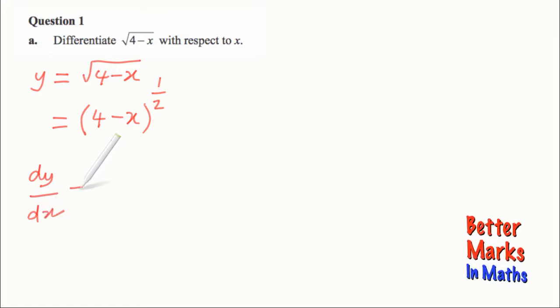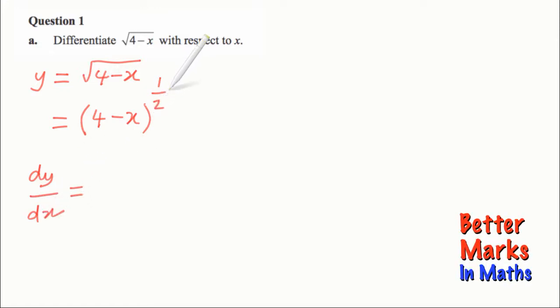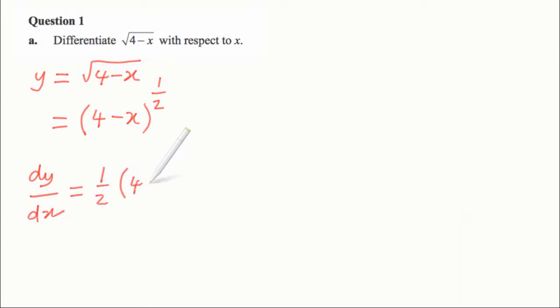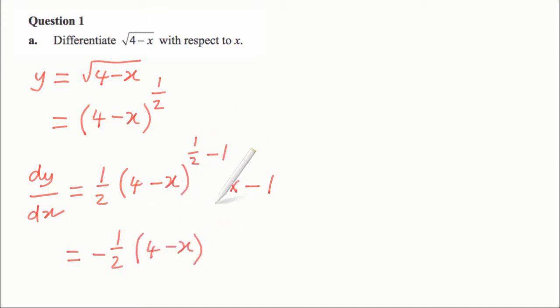And I'll do it informally first. And the rule is bring down the power, keep the original function and decrease the power by 1, and then also multiply by the derivative of what was under the square root, and the derivative of this is -1. And I'm going to bring the minus out the front, so minus 1/2, and 4 minus x to the, and 1/2 minus 1 is minus 1/2.